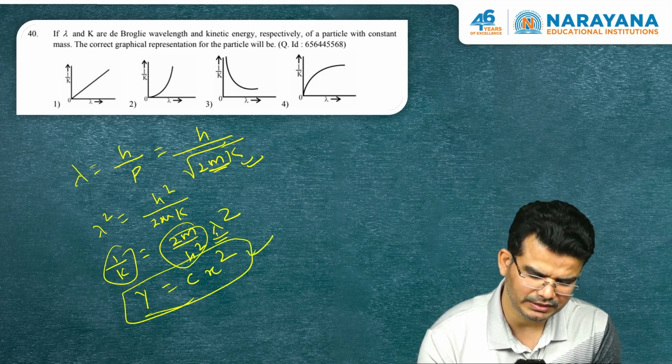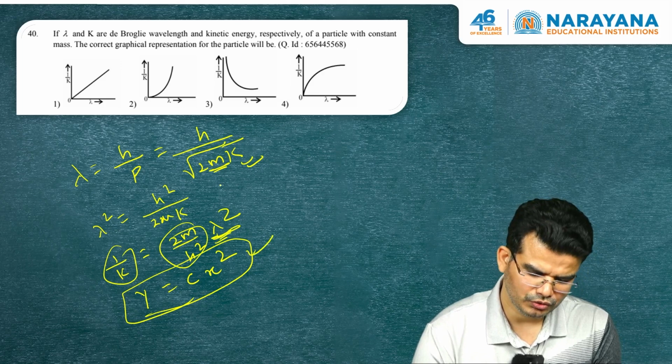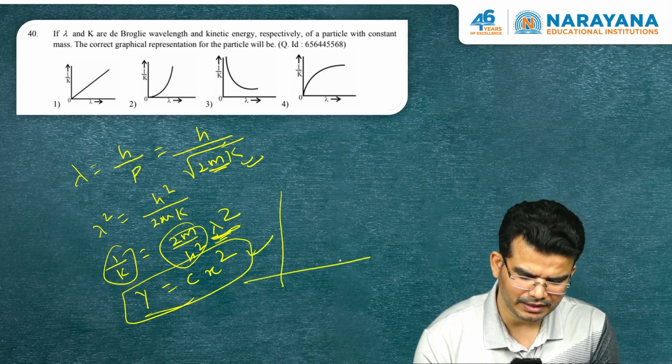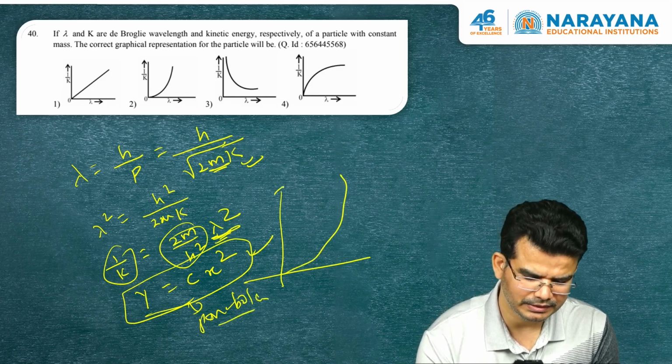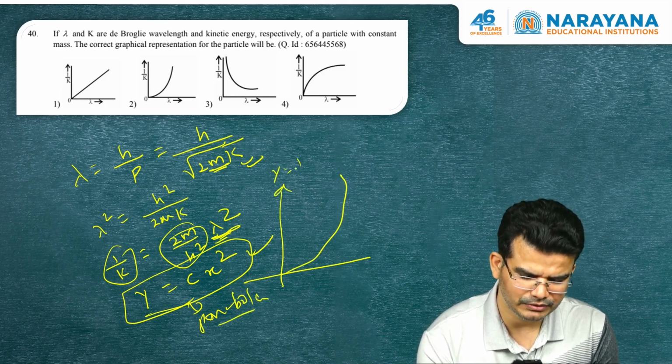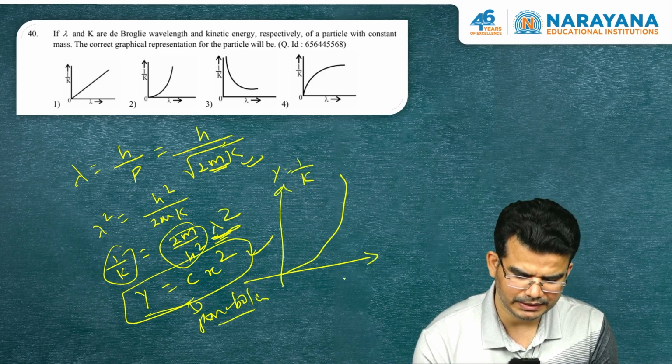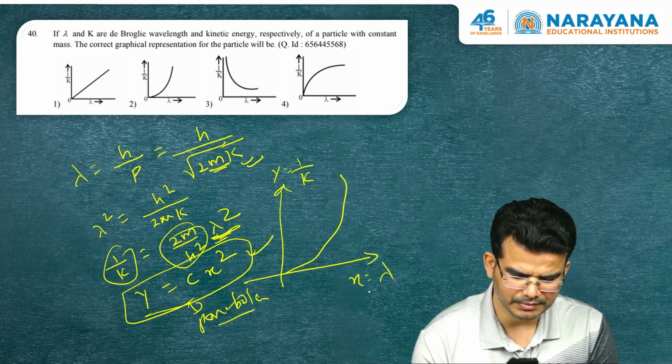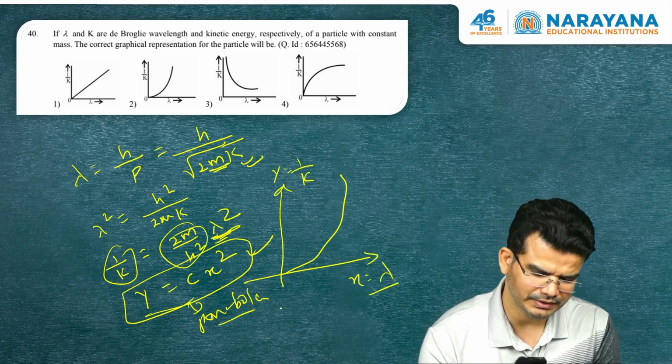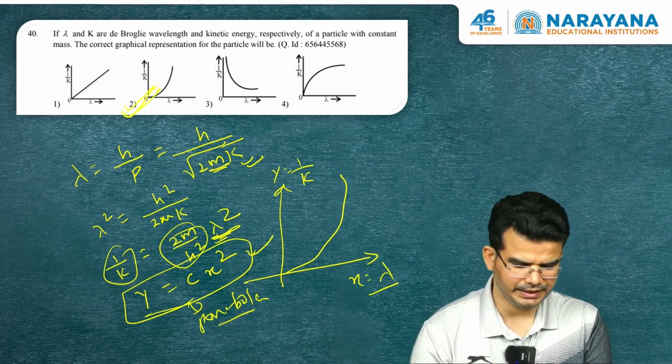Lambda is on the x axis, you can see. So, y equals c x square. How is this graph? This is a parabola. This graph is definitely a parabola and it will be like this. Here y is actually 1 by k and on the x axis it is lambda. Is there any such graph? Yes, graph number 2 is the correct graph. Fine, moving to the next one.